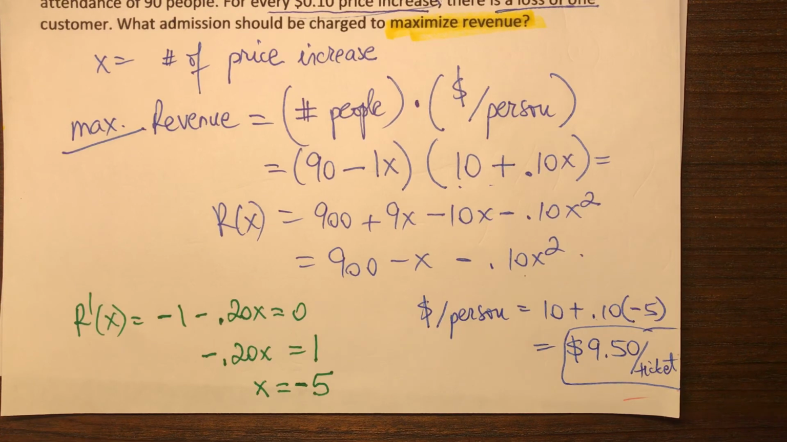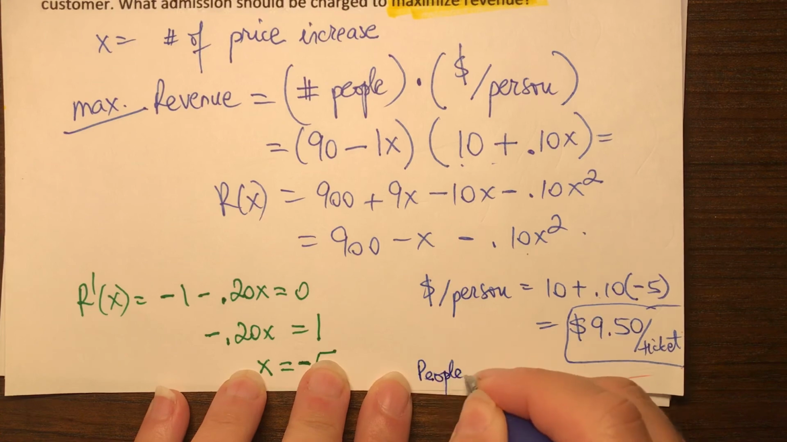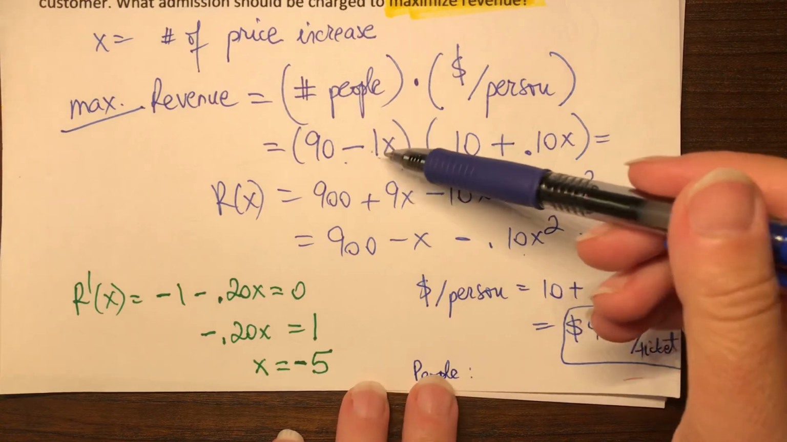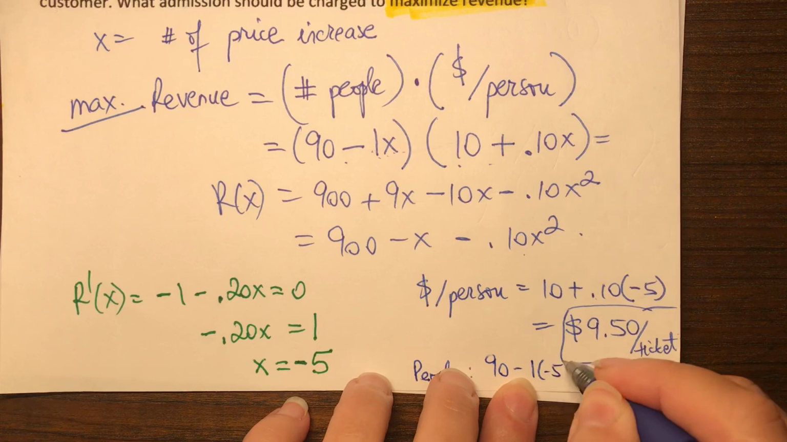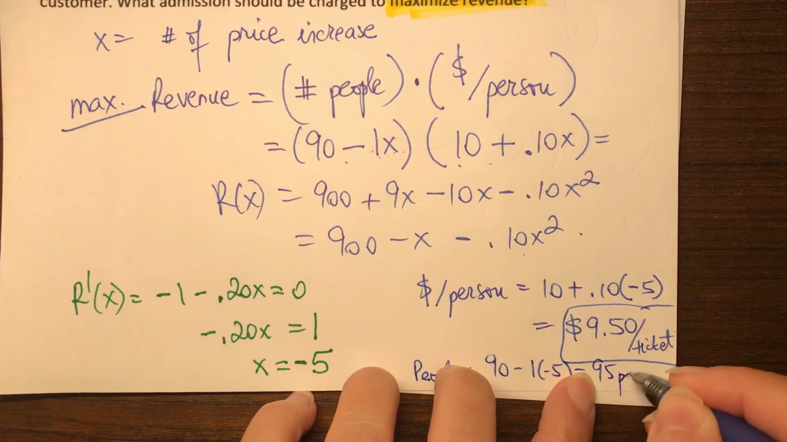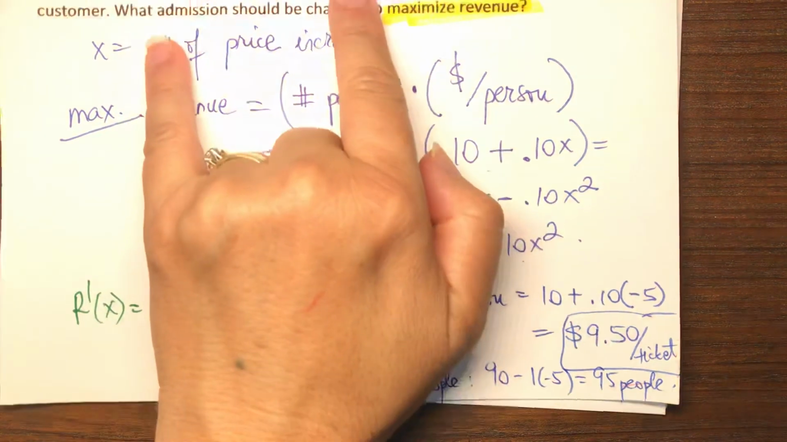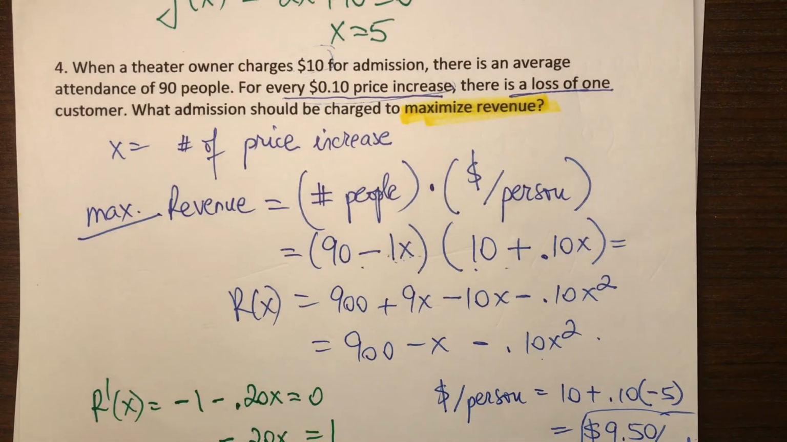So at $9.50 per ticket, it doesn't ask me, but I'm just going to still tell you how many people will attend. We started at 90, and then -1 times -5. Here, I'll even write it down. So then 95 people will attend. Okay, at $9.50 a ticket, you in fact will make more money than the 900 that you would have made initially. Okay. So we'll take a break and we'll continue with our last type of problem in the next video.